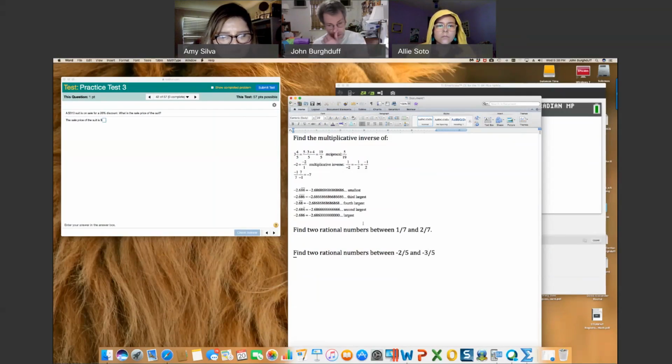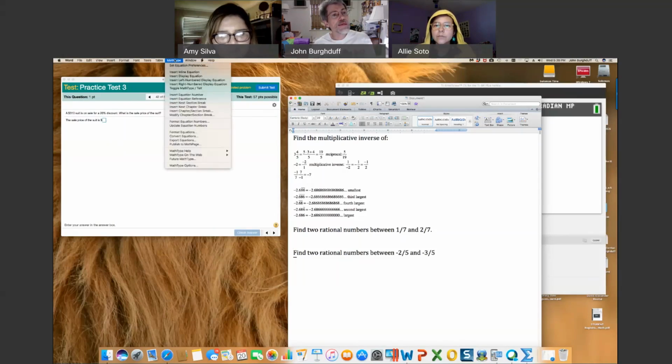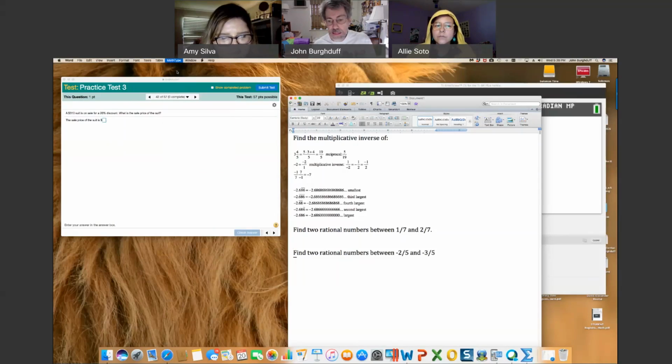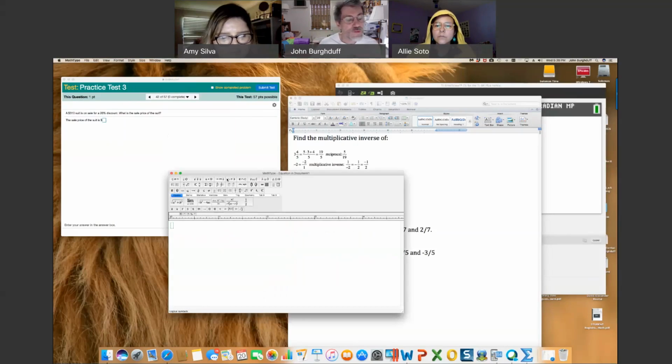Okay, great. Very good. So there's a real simple trick on these that is going to work on both of them. Let me get this back up here again. If I look at 1/7 and I look at 2/7, it's really hard to see that there might be a fraction in between those somewhere.